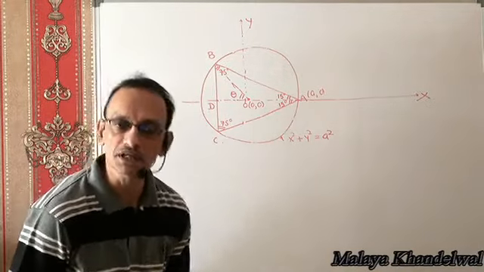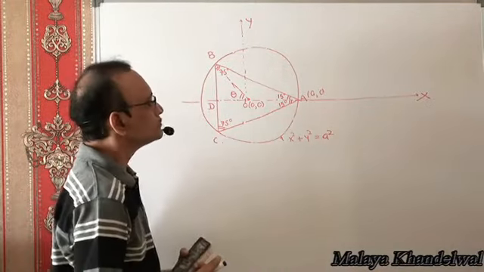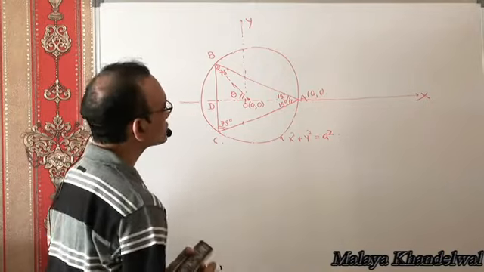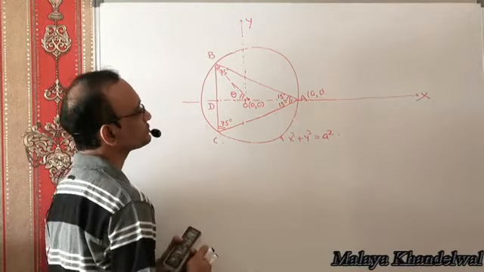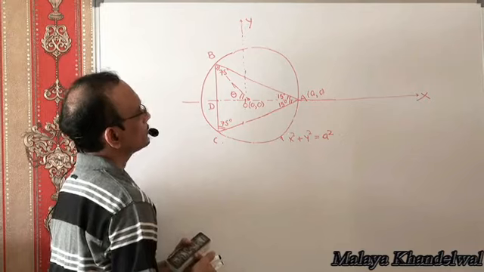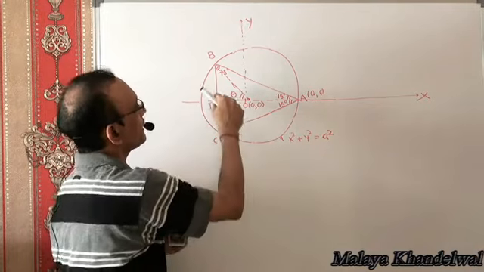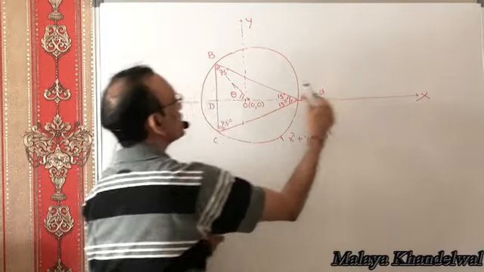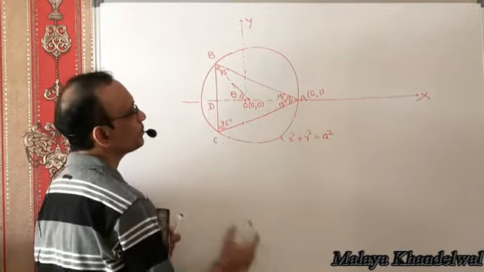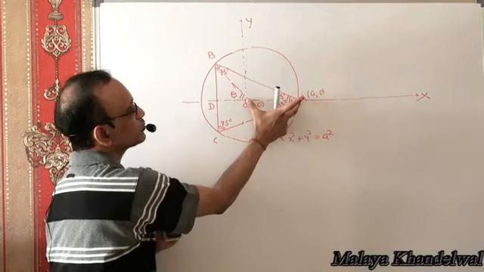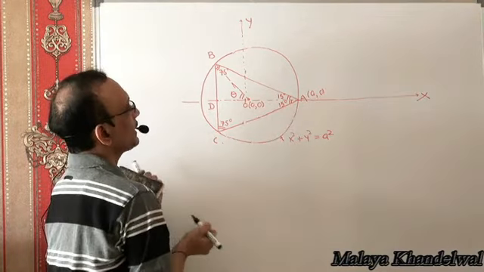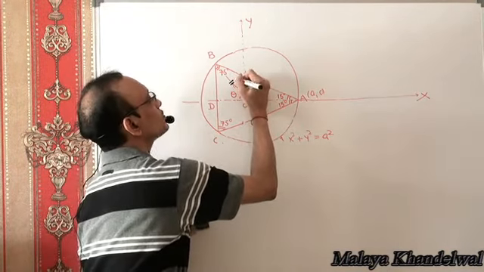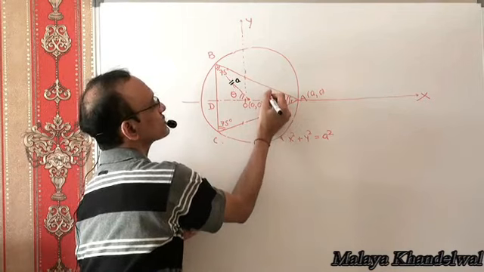Now that's an easy problem to look at. How? Look, essentially, realize this is really the x-axis. And OA is a units, the radius of the circle, and OB will also be a units, the radius of the circle, a and a.